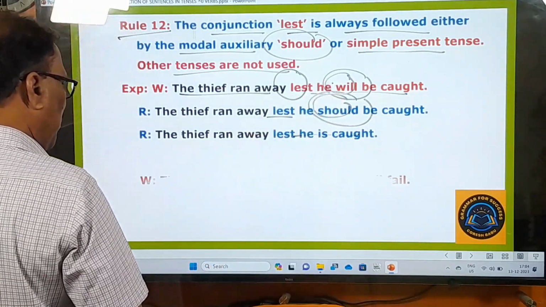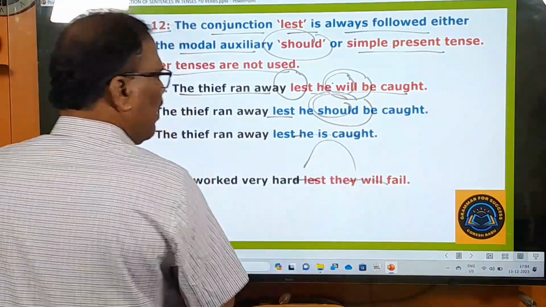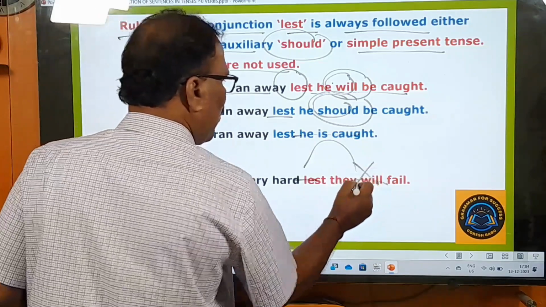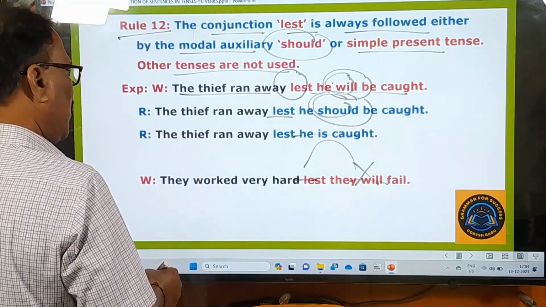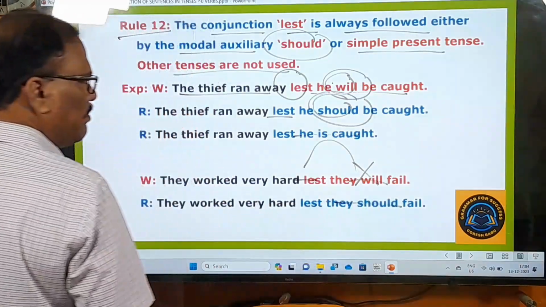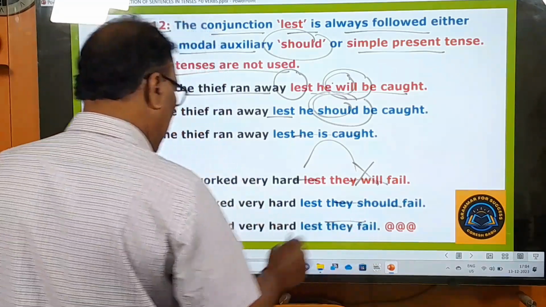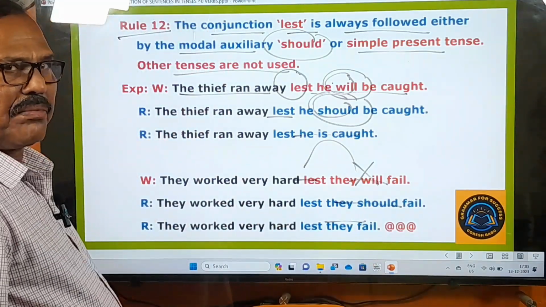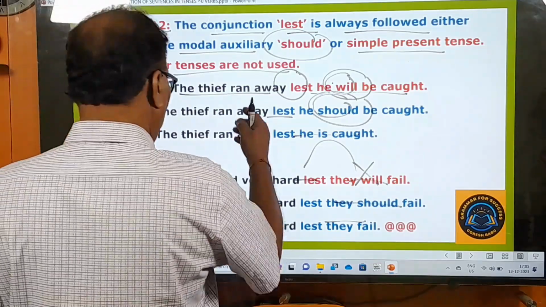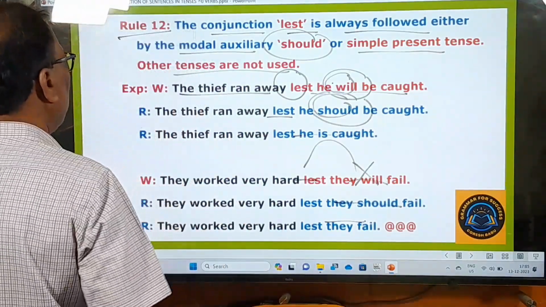Right. One more example here I would like to give. They worked very hard lest they will fail. "Will" is wrong. You should say, they worked hard lest they should fail. Or, they worked hard lest they fail. Okay, so in this way, with all of them, we have to use it. Let's move on to the next rule.